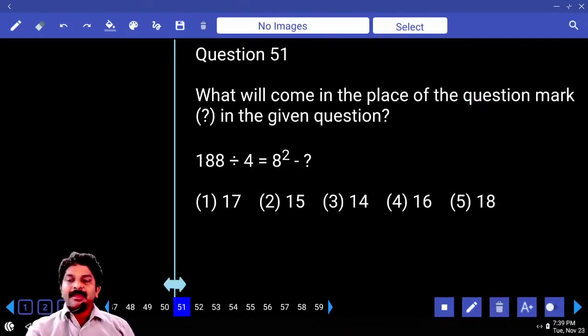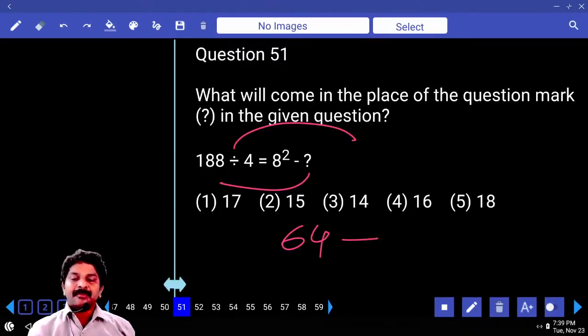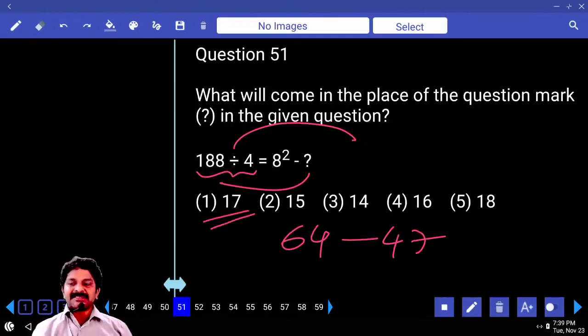Next, minus x goes to the left hand side and the left hand side number goes to the right hand side. 8 square, 188 divided by 4, half and half. Half is 94, again half is 47. Answer 17. Last digit verification.